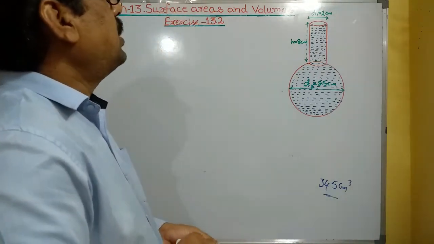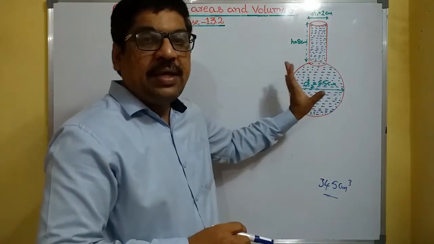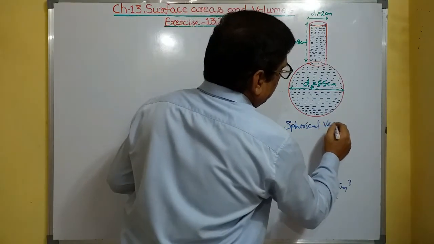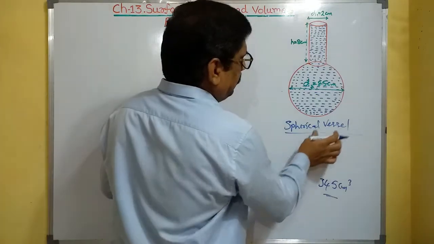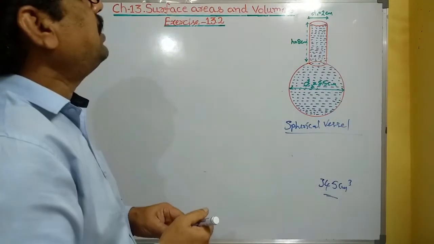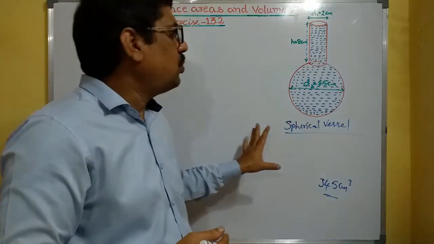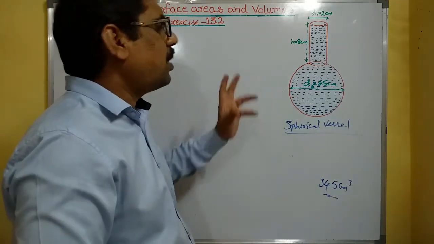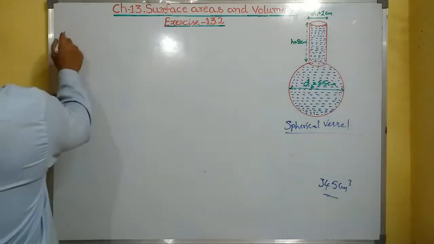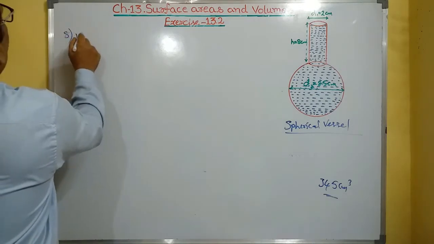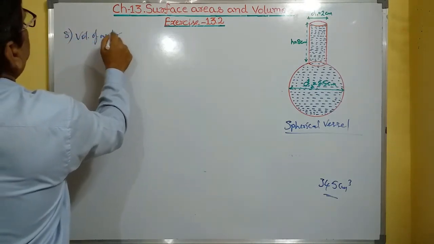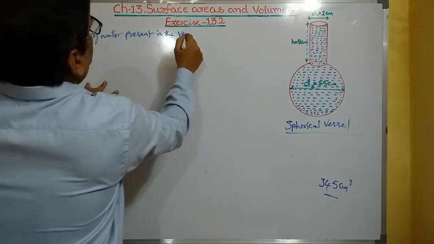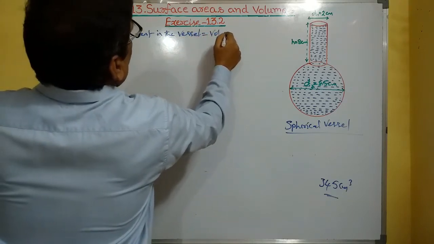We need to find the volume of the water contained in the spherical vessel. This is the spherical vessel. Okay, now observe, there is a cylinder and a sphere. We need to find the volume of the water, means volume of the container, volume of the vessel. So the problem number 8, volume of water present in the vessel is equal to volume of the vessel.